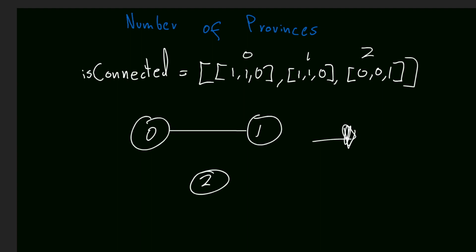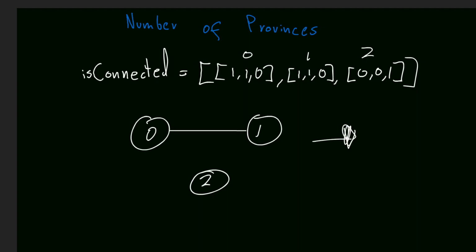If city A is connected to city B, and city B is connected to city C, this means that city A is connected to city C indirectly. So we want to count the number of provinces, which is all the cities that are connected either directly or indirectly forming a province. So we are basically given a lot of graphs, and we have to count how many graphs there are.